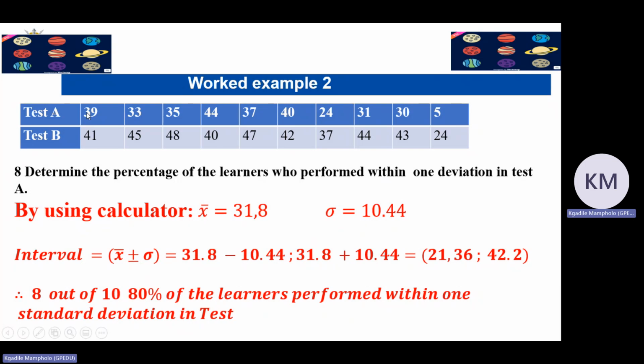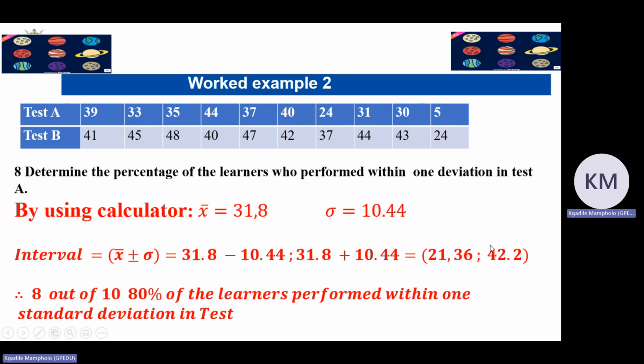And as I said, when you answer this question, you'll have to find the interval of the lower limit and the upper limit. Lower limit will be mean minus standard deviation, which is 31,8 minus 10,44, then it will be 21,36. This will be the lower limit. Now, the upper limit would be mean plus standard deviation, which is 31,8 plus 10,44. Then the answer will be 42,2. That is the upper limit.